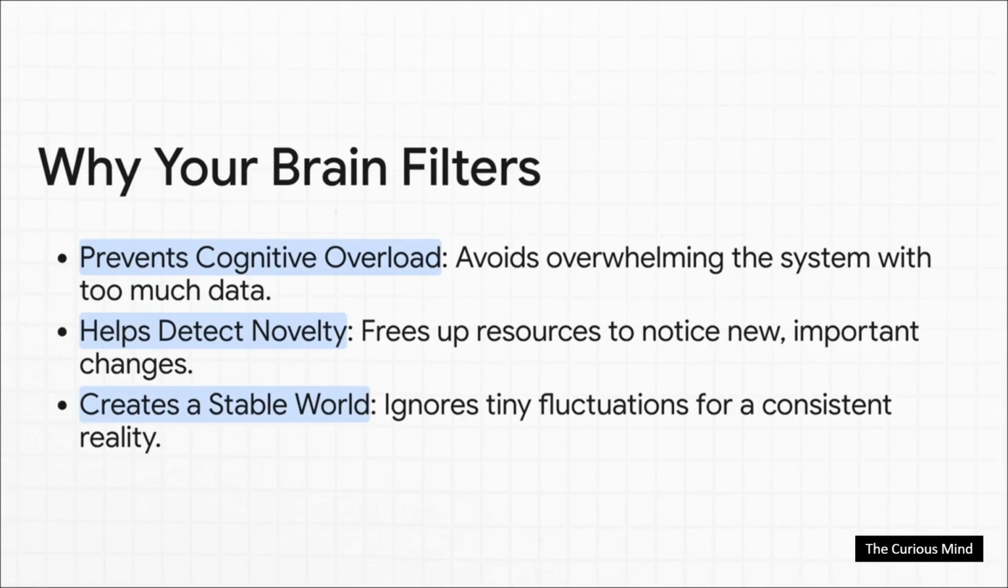Because here's the deal. These filters are absolutely essential. Without them, you'd be completely overwhelmed. We're talking millions of pieces of data hitting your senses every single second. By tuning out the boring, constant stuff, your brain can sharpen its focus on what's new and different. That sudden noise, that flash of movement in your peripheral vision. It's what allows us to live in a world that feels stable and makes sense instead of just being total chaos.